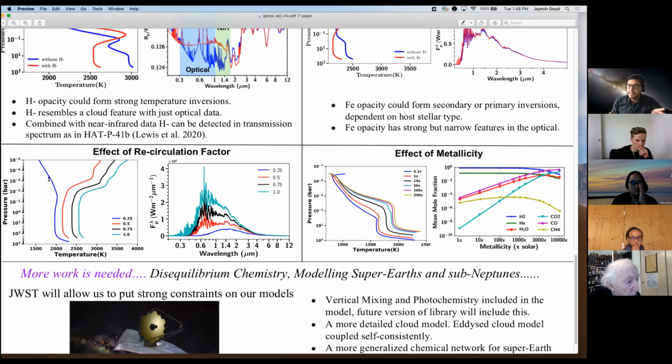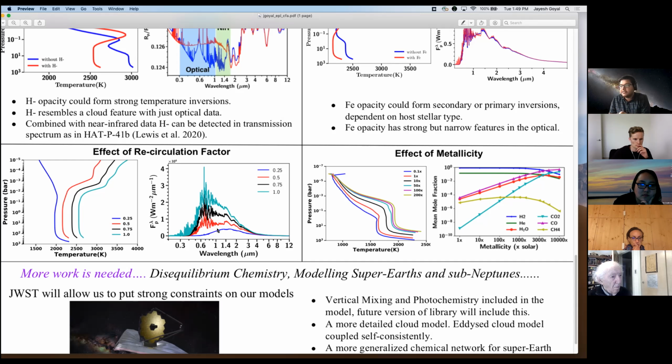That's why you see initially the pressure temperature profile is non-inverted, because most of the energy is going to the night side, around 75%, at 0.25. In the other case, at 0.5, 50% of the energy is going to the night side, and a recirculation factor of 1 means all of the energy just stays on the day side, nothing goes to the night. So that's why it has the highest temperature. This is how we vary the recirculation factor, and we see the pressure temperature structure changes, and this then directly impacts the emission spectrum.